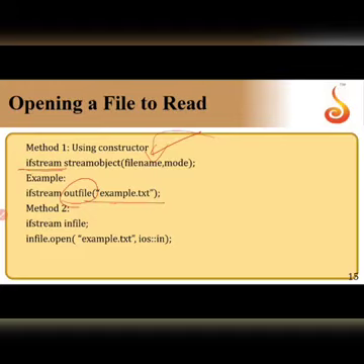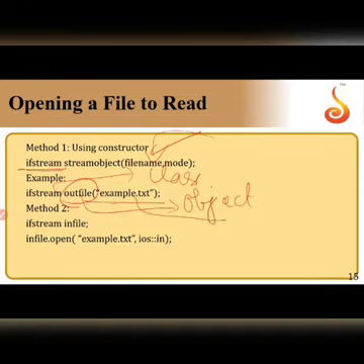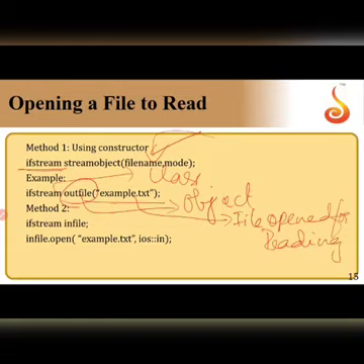ifstream outfile("example.txt"), wherein this is the class, this is the object, and this is the file opened for reading. Okay, you're opening this file to read.